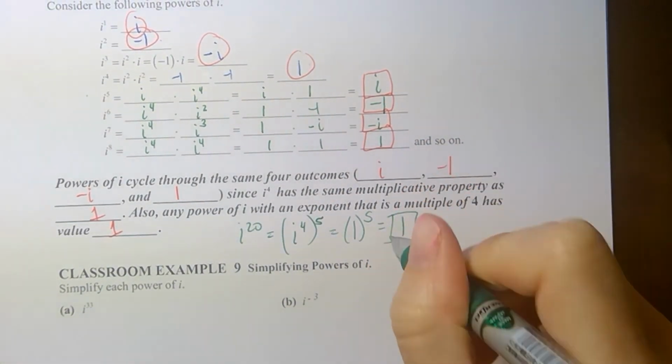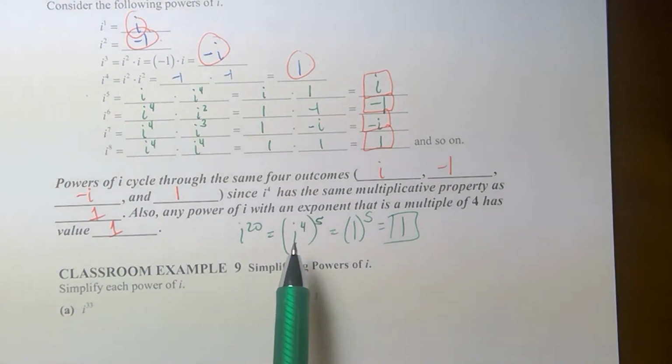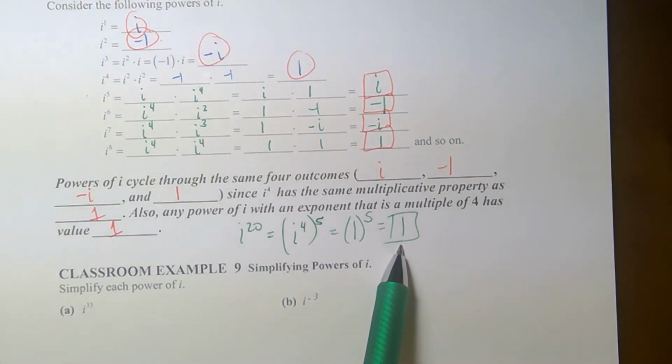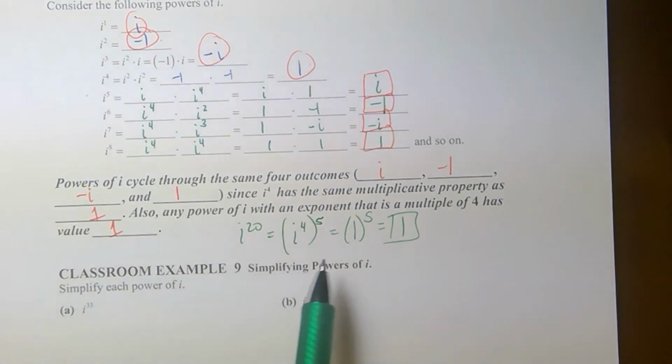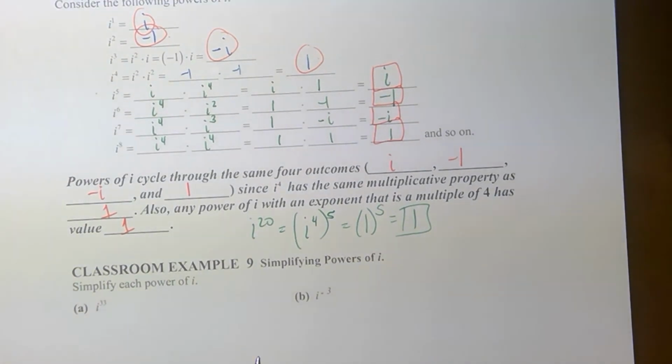So if I can reduce my exponent to just a certain number of i to the fourths, it's just a whole bunch of 1s times itself. And that's how I simplify my powers of i. I look to see how many times I can pull out i to the fourth and see what's left over after that to figure out what my solution will be out of that pattern.